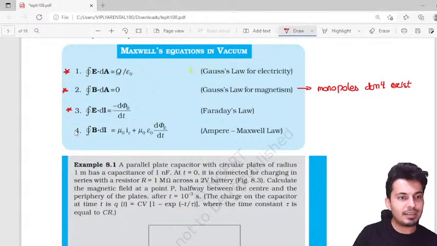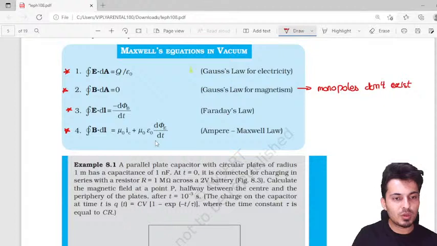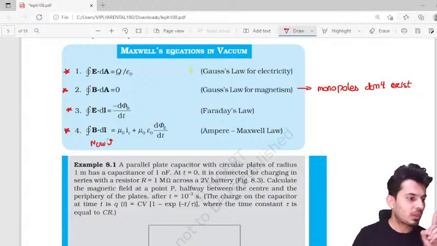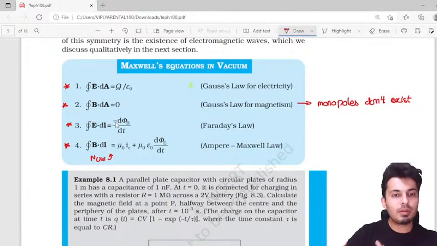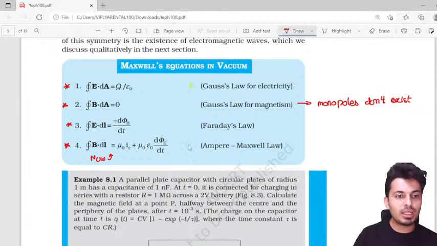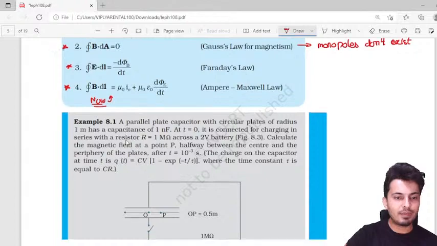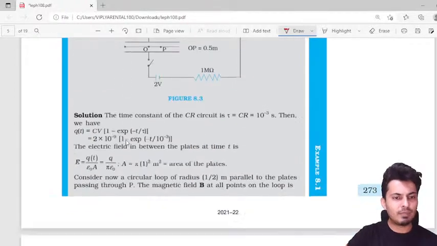This is your Faraday's law. And this last one is what you just saw right now, Ampere's Maxwell law. So these are very easy to remember. There is nothing new over here. The only thing which is new is the last one. Apart from that, everything you know. Have a look at the example later on.